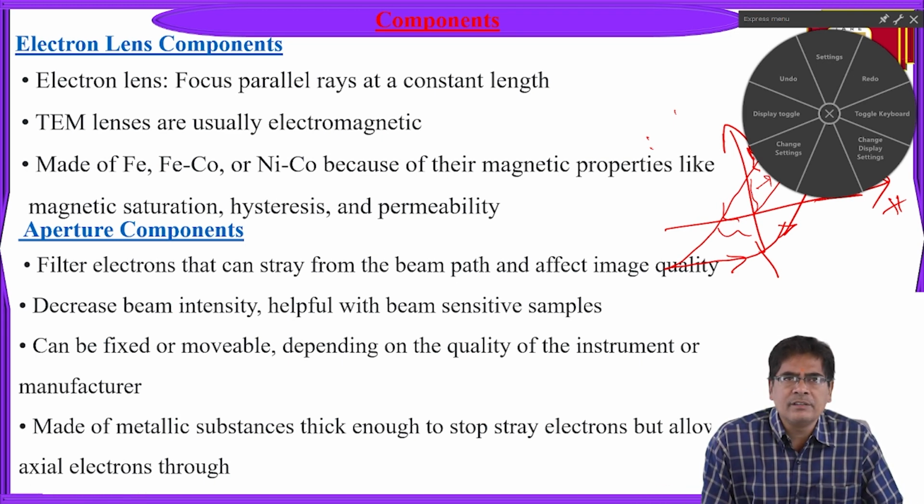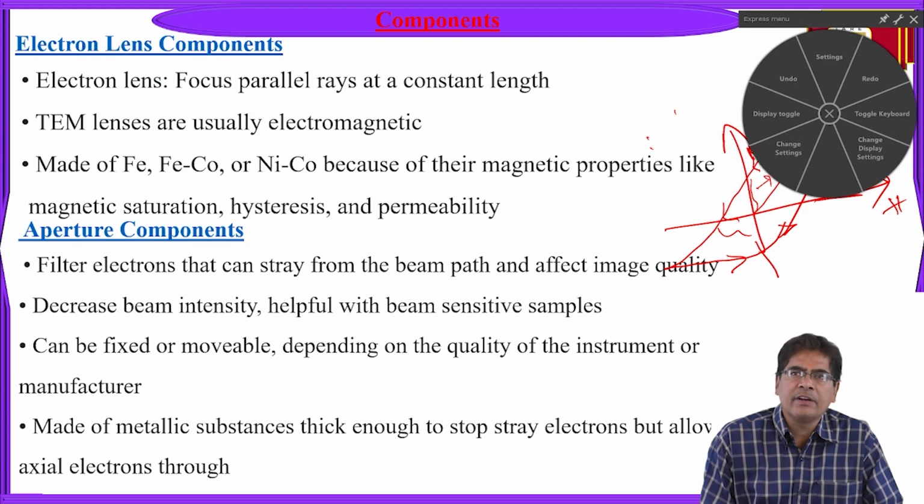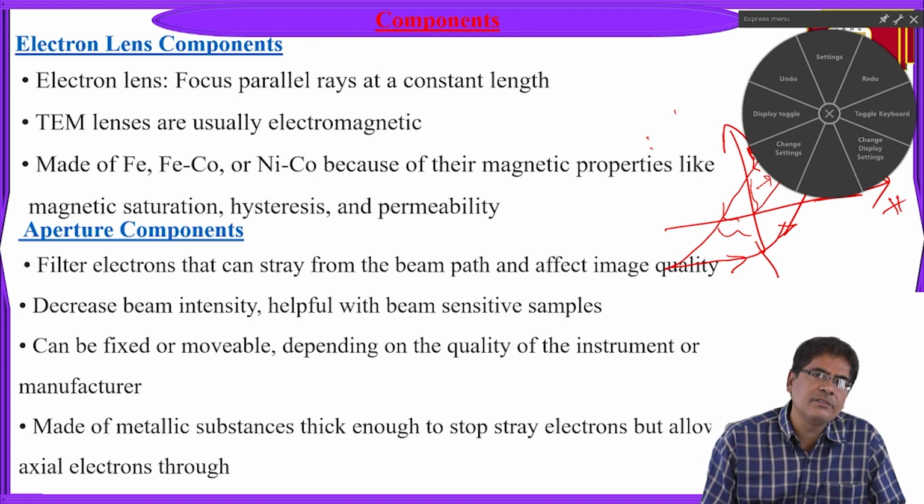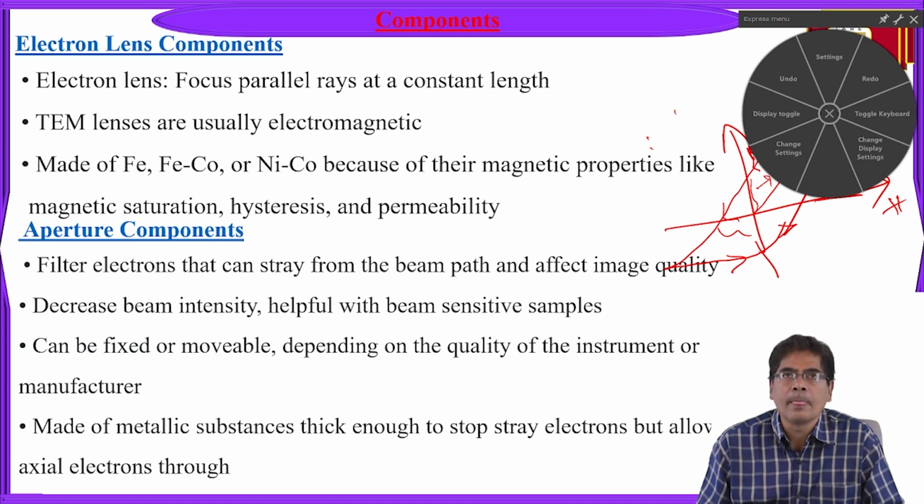The aperture components are filter components that block stray electrons from the beam path, which would affect image quality. Decreasing the beam intensity is helpful with beam sensitive samples, and apertures can be fixed or movable depending on the quality of the instrument or manufacturer. They are made of metallic substances thick enough to stop stray electrons but allow actual electrons through.